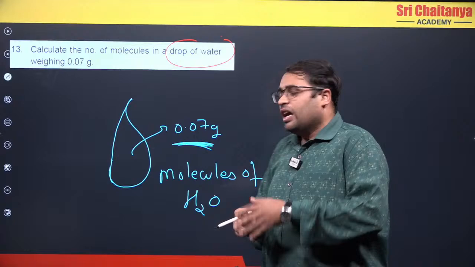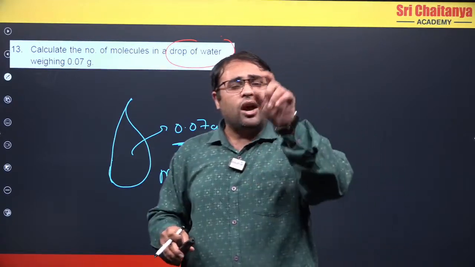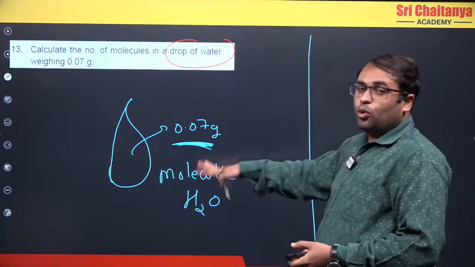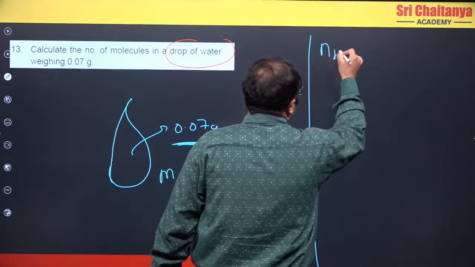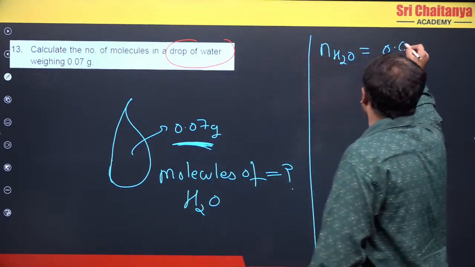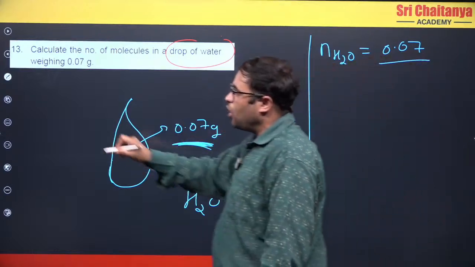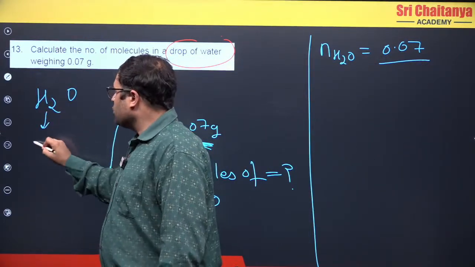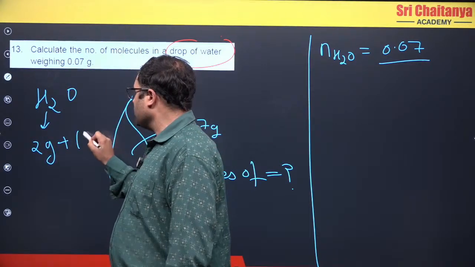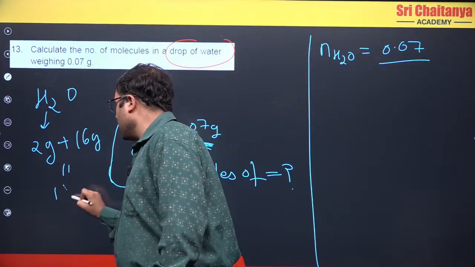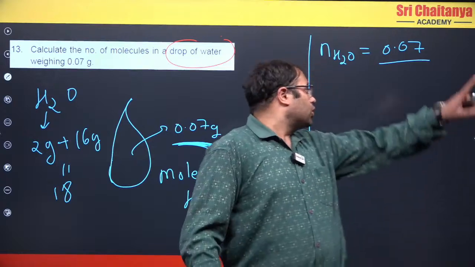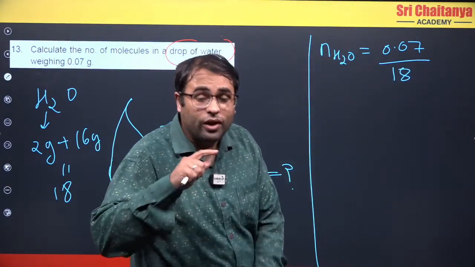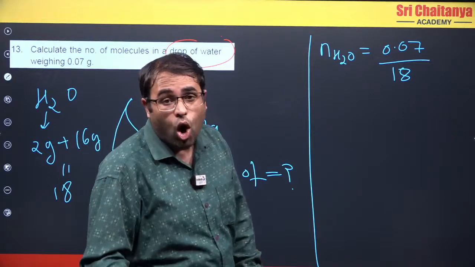I told you to calculate the number of particles, you have to arrive at the station of moles, right? From mass to moles, how will you go? Moles of water will be 0.07 divided by the molar mass of water. Water has H2O, 2 hydrogens. For 2 hydrogens, you will have 2 grams. For oxygen, you have 16 grams. It will come out to be 18, right? So put that 18 here. These are the moles.